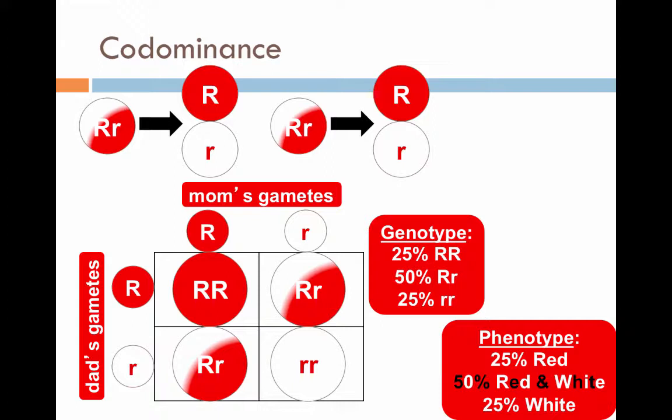So when you read a problem, make sure you're reading to find out if something is dominant or recessive, or it's incomplete dominant, or it's codominant. You have to read really closely or else you're going to get the phenotype wrong in the end.